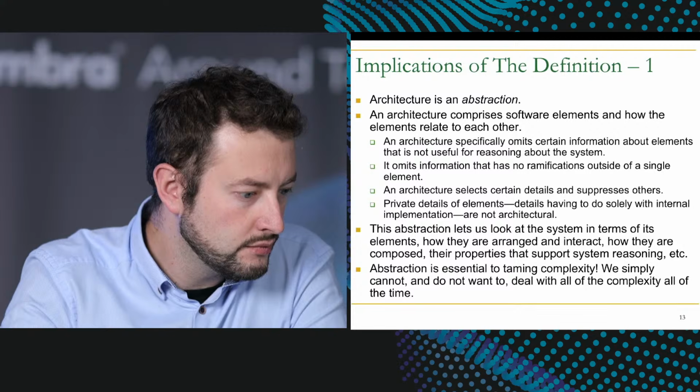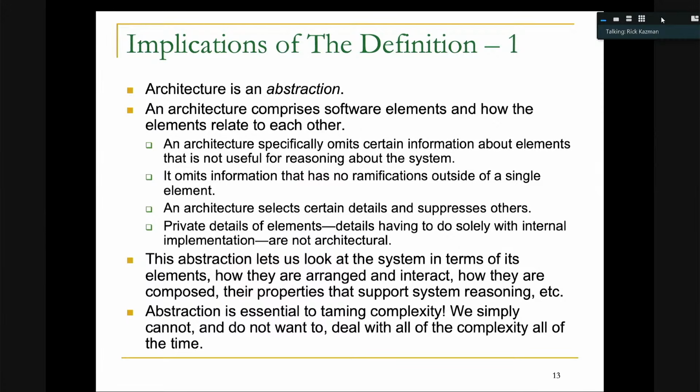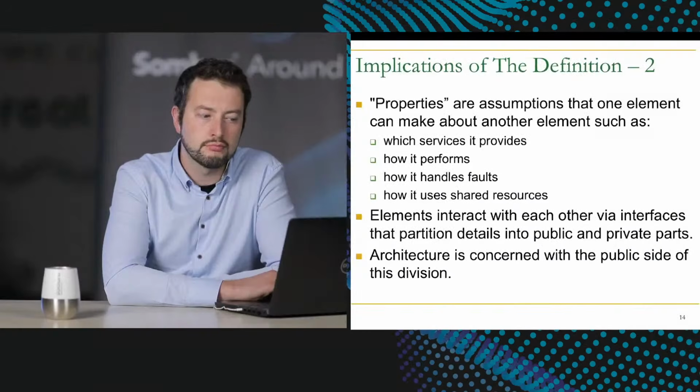So we need an architecture to abstract certain details, to intentionally omit certain details, and focus on the elements of the system, how they're arranged, how they interact, how they're composed, so that we can reason about the properties of the system. How will these elements, when working together, perform? If I have a fault in one of these elements, will that fault propagate to other elements? If I modify one of these elements, will that cause me to need to, or likely need to, modify one of the other elements? These are architectural principles, architectural kinds of reasoning.